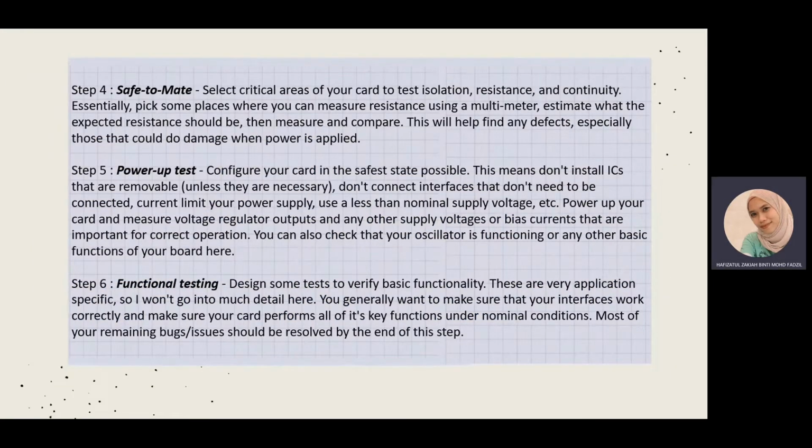Select critical areas of your card to test isolation, resistance, and continuity. Essentially, pick some place where you can measure resistance using a multimeter, estimate what the expected resistance should be, then measure and compare. This will help find any defects, especially those that could do damage when power is applied.